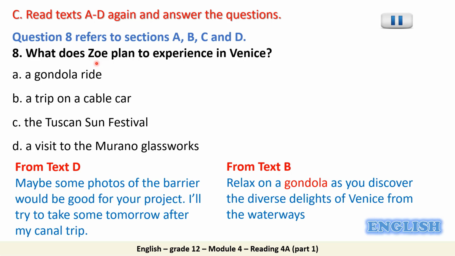So, the question is asking about Zoe's plans, and in here she says, I will try to take some photos tomorrow after my canal trip. From text B, we have waterways. Waterways means the same as a canal. So this means that tomorrow she will be going on a gondola ride. Excellent.